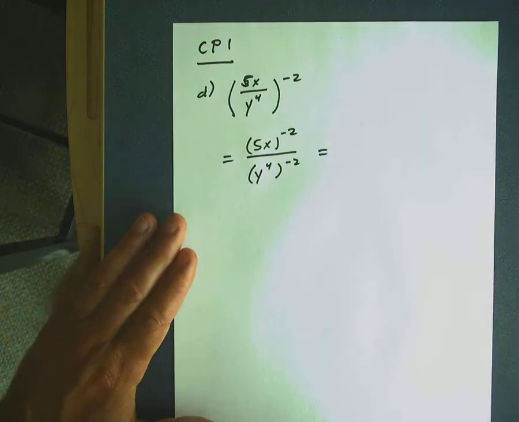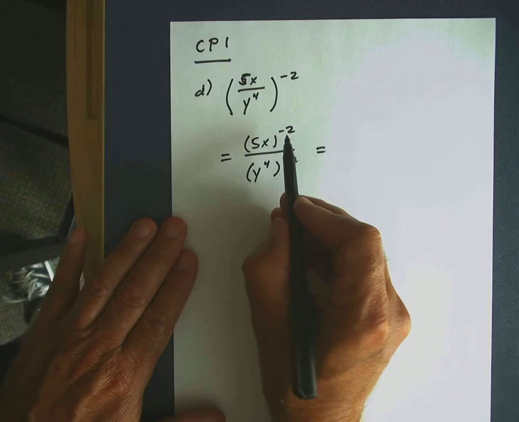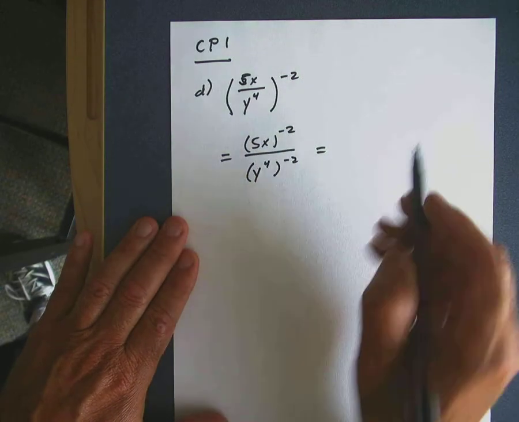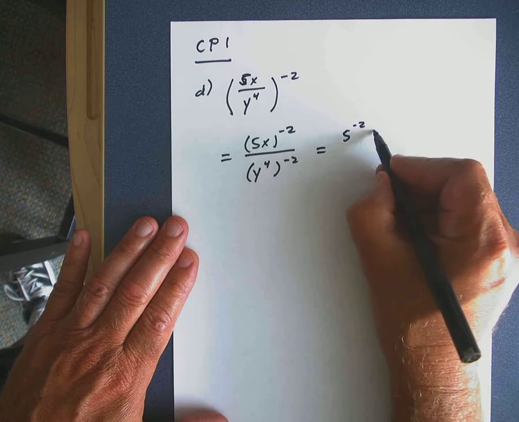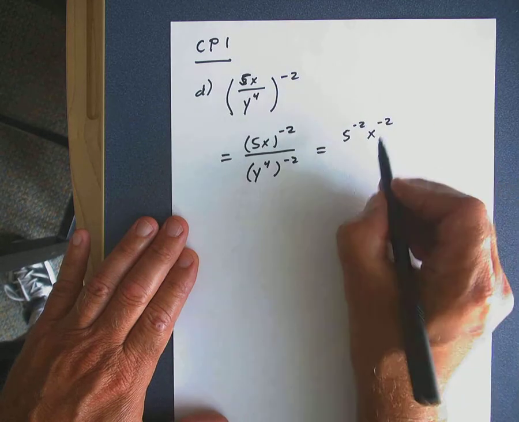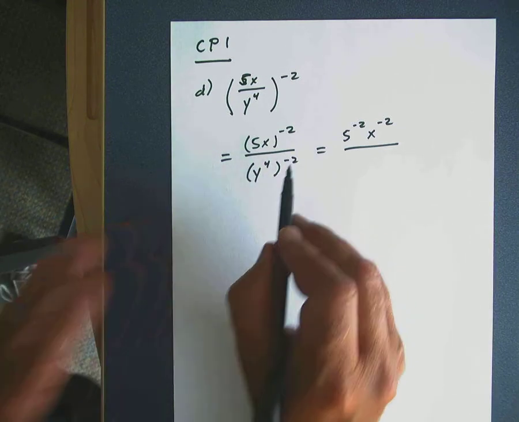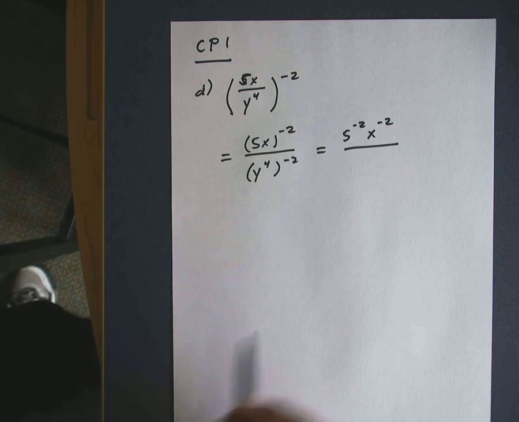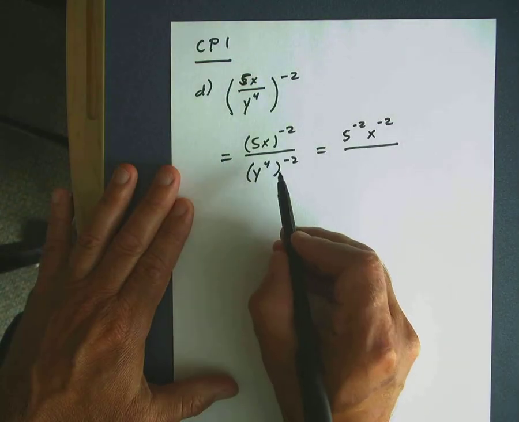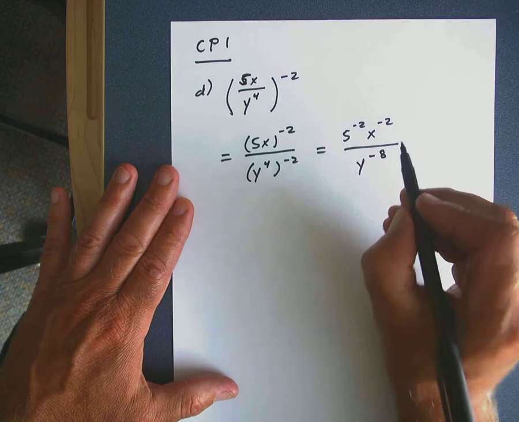Okay, then we can take and work with both the numerator and denominator. Let's apply the negative 2 to both the 5 and the x. So in the numerator, we'll get 5 to the negative 2 power times x to the negative 2 power. In the denominator, we'll have y to the fourth to the negative 2 power. If we use our power rule, that's going to be y to the 4 times negative 2, or y to the negative 8th power down here.